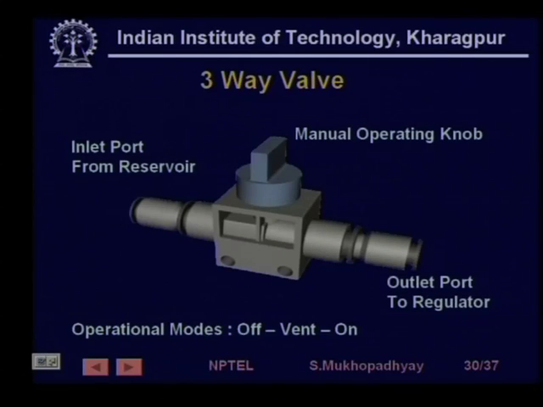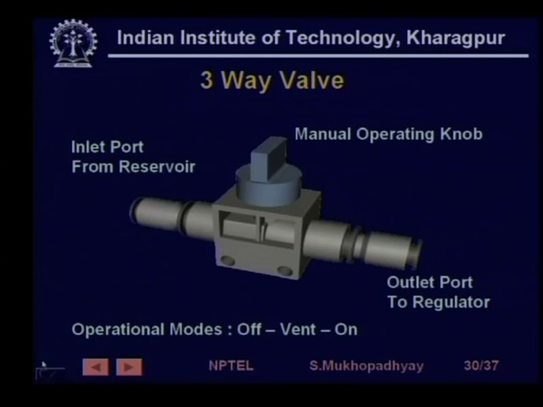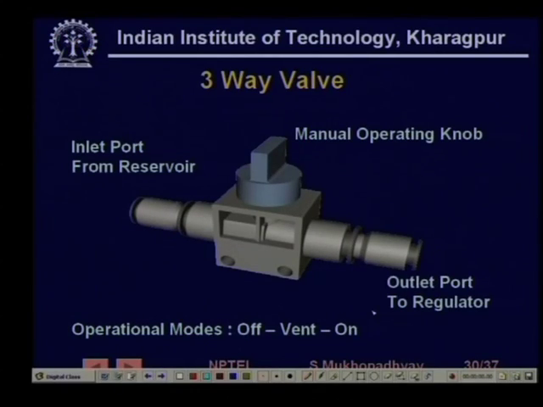For example, this is a typical 3-way valve which is manually operated using this knob, and it has 3 operational modes, namely off, vent and on. It can be made off, in which case air will not flow. If it is on, then the air will move from inlet to outlet, and if it is in vent mode, then the inlet and outlet will be connected to the atmosphere.